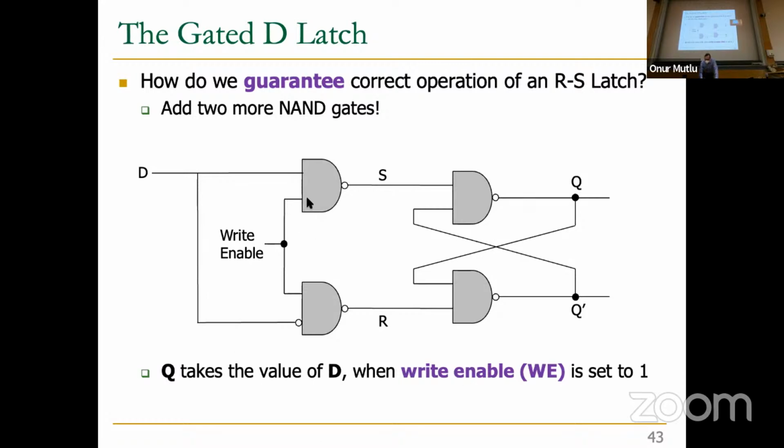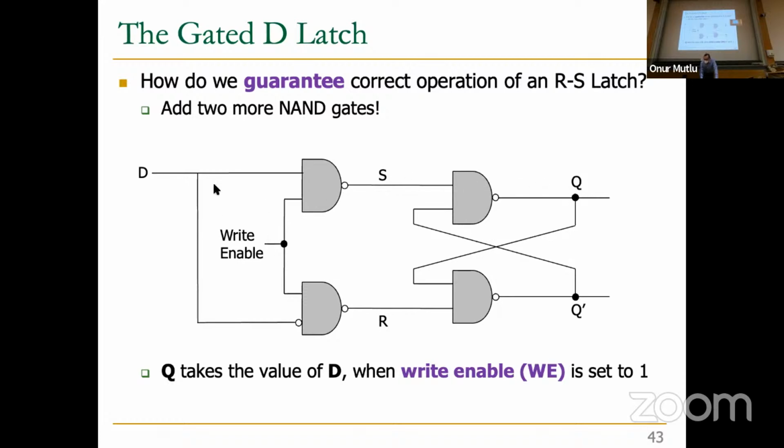You want to pass the D value of 0 over here if you want to write 0. You want to pass the D value of 1 over here if you want to write 1. So both of them are 1, this becomes a 0. Now Q becomes a 1, right? That's exactly what we want.